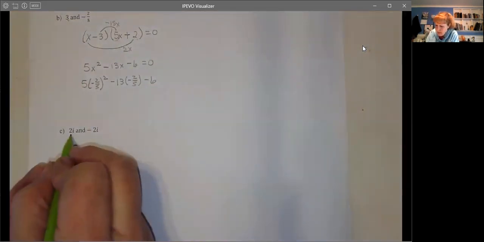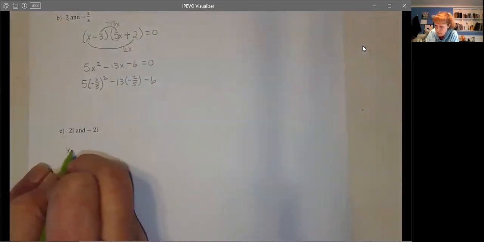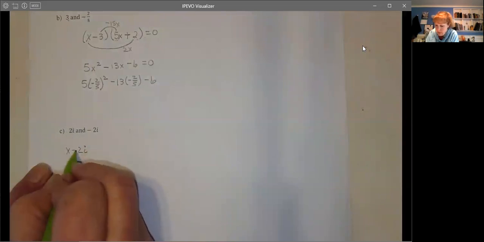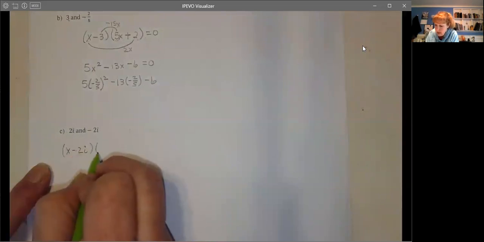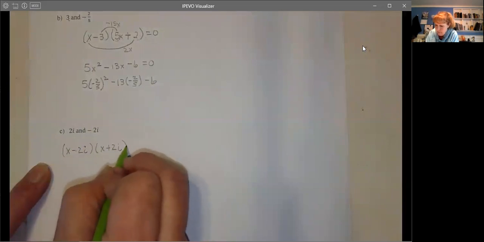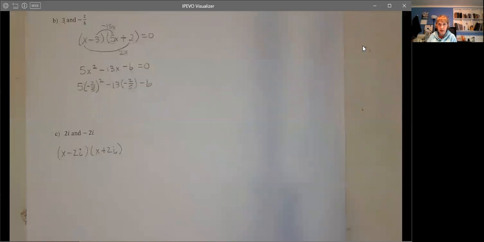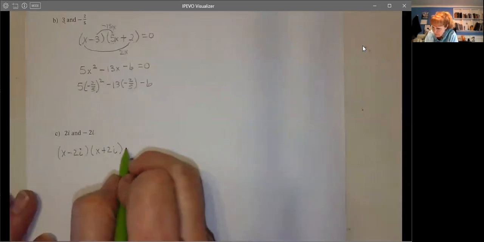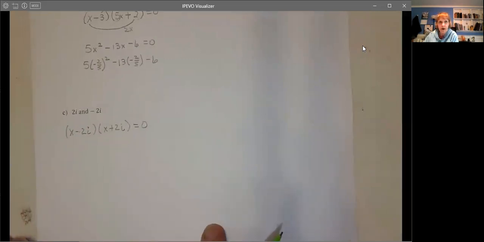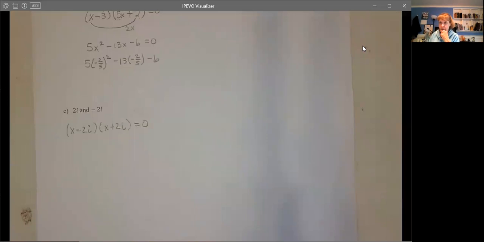So here I have x minus 2i. I have the opposite of that one, x plus 2i. Okay, so I changed the signs on those guys. Now I'm going to set it equal to 0. I'm going to go ahead and multiply this out, which kind of helps us working with our i's from our previous section 10.8.